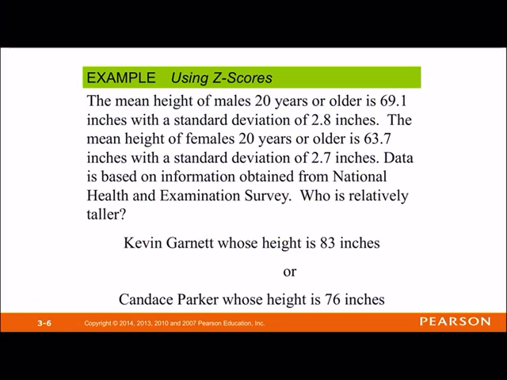Okay, so now let's look at an example. The mean height of males 20 years or older is 69.1 inches with a standard deviation of 2.8 inches. The mean height of females 20 years or older is 63.7 inches with a standard deviation of 2.7 inches. Data is based on information obtained from the National Health and Examination Survey. Who is relatively taller? Kevin Garnett, whose height is 83 inches, or Candace Parker, whose height is 76 inches. To answer this question, we're going to find the z-scores for each of them.